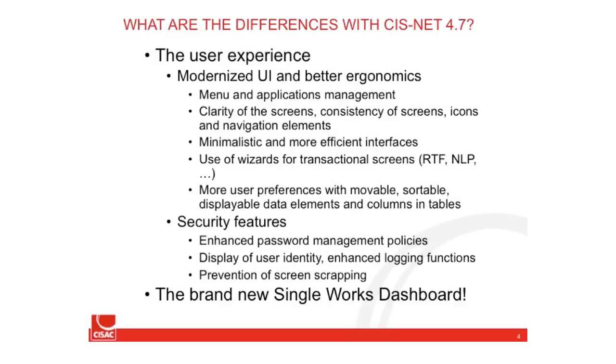If you look at the differences between version 5 and the current CIS-NET, which is called version 4.7, we basically have better ergonomics. The menu and applications are dealt with differently. There's a clarity of the screens and consistency of the navigation elements. The interface you will see is minimalistic and much more efficient. And we generally use wizards for transactional screens such as the download, the RTF facility. Plus, the product is more customizable for the user.